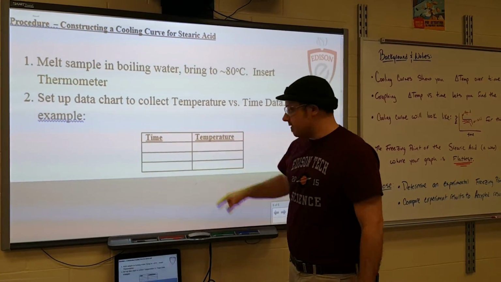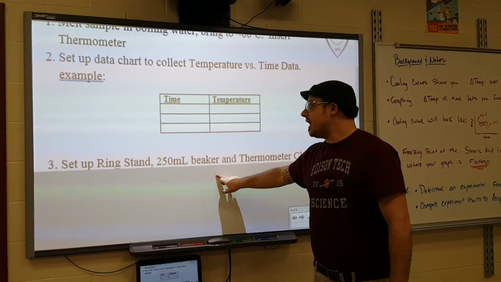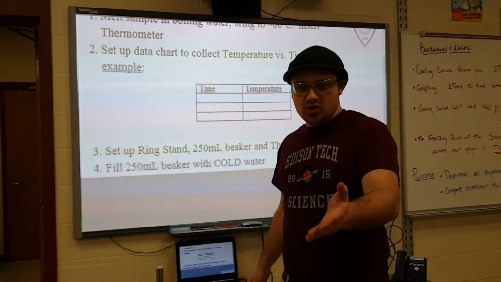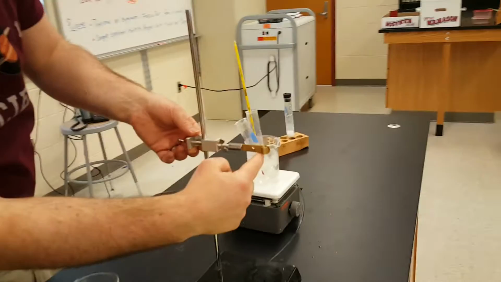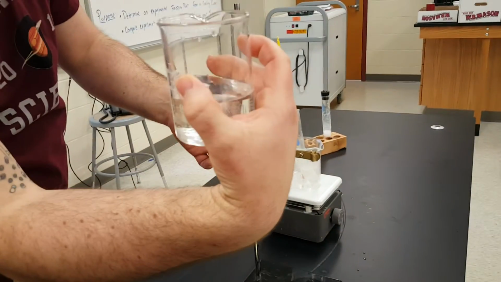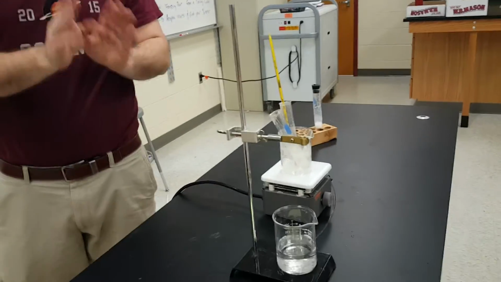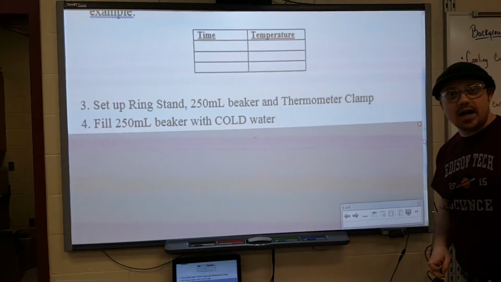There's an example, time versus temperature, which you've got to collect. So when we get into the ring stand, you need to have it set up like this. You've got a ring stand with a thermometer clamp in it and a beaker with some cold water. Okay? You're not going to need that right away, but you will need it after a certain point, so you've got to have it ready ahead of time. We want cold water. How cold? As cold as you can get it out of the tap.